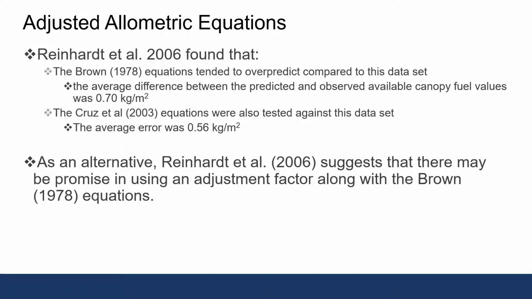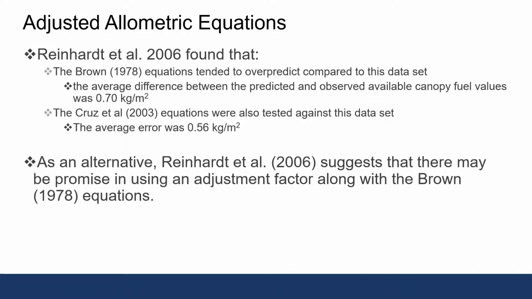The results of this study suggested that both the Brown and Cruz et al. equations had poor correlations to direct measurements. The average difference between the predicted and observed data was 0.7 and 0.56 kilogram per meter squared respectively.